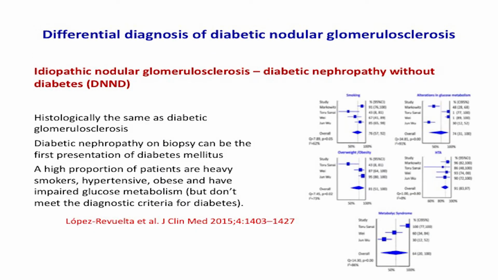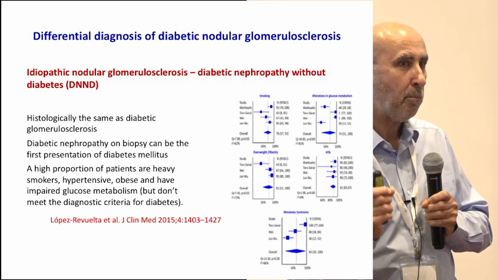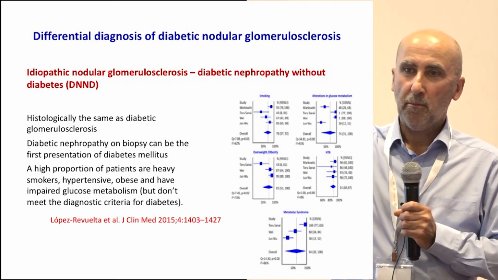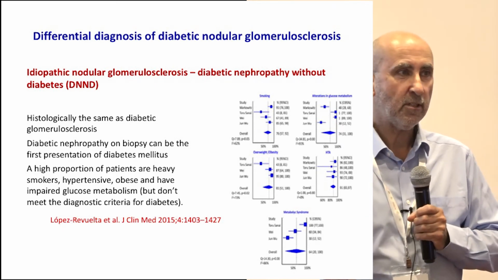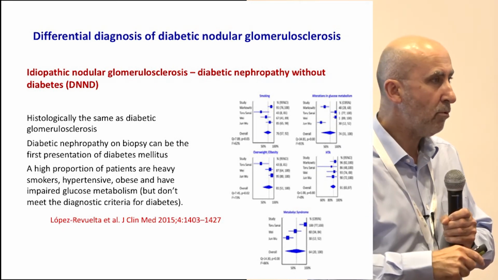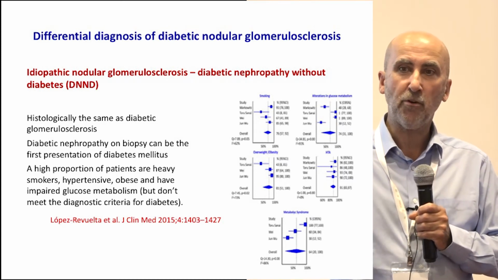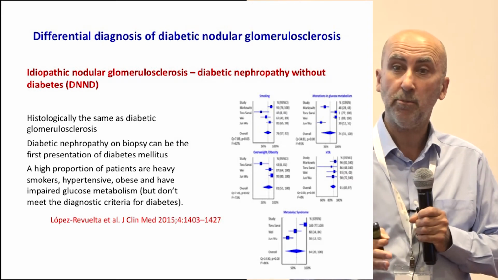There is another cause of nodular glomerulosclerosis, and that we used to call idiopathic nodular glomerulosclerosis, otherwise known as diabetic nephropathy, no diabetes. So pathologically, this is identical to diabetic nephropathy, but the patient doesn't meet the criteria for diabetes mellitus. But most are obese with the metabolic syndrome, and this, in a way, is the nephropathy getting ahead of the diabetes.